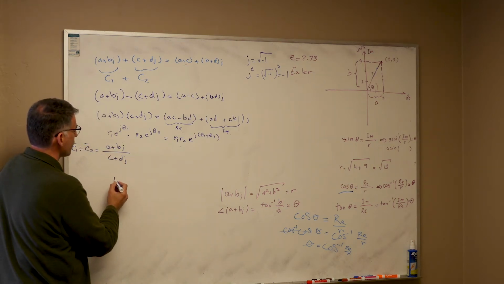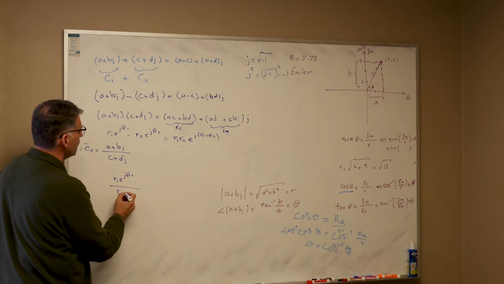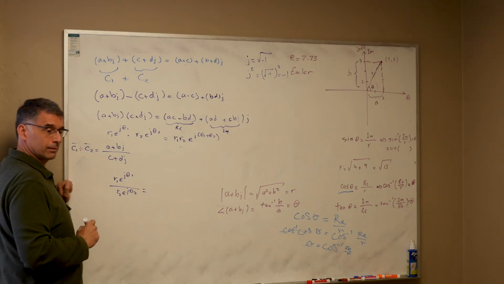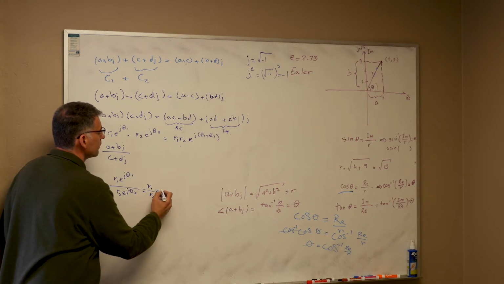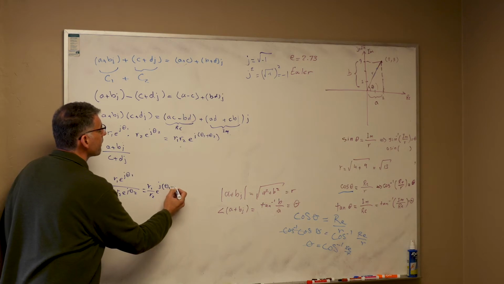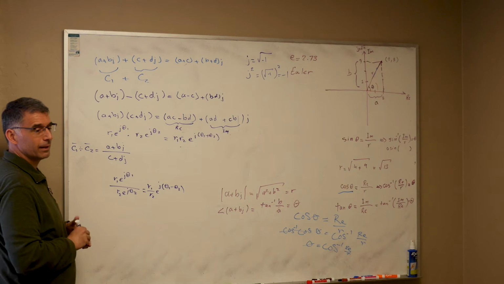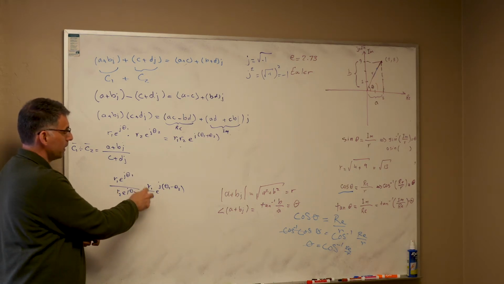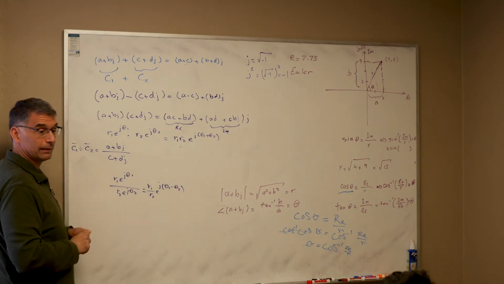Again, if I write this as R1 e to the j theta 1 divided by R2 e to the j theta 2, you get R1 over R2, and then you can simplify the e, which would be j theta 1 minus theta 2. Exactly, right? So again, if I have it in this form, I can easily say this is the magnitude of the resulting value and this is the angle of the resulting value, right?